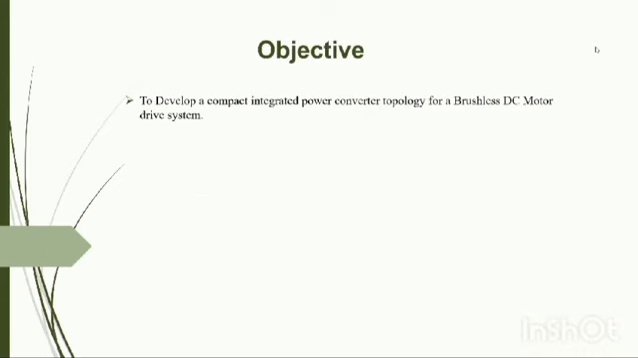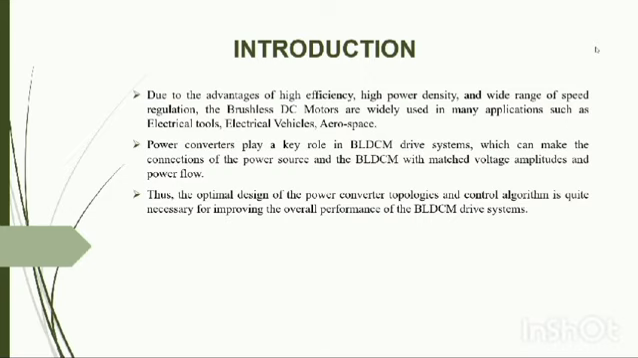Objective. The main objective of our project is to develop a compact integrated power converter topology for a brushless DC motor drive system. Introduction. Nowadays, BLDC motors are widely used in many applications due to the advantages of high efficiency, high power density, and wide range of speed regulation. Power converters play a key role in BLDCM drive systems by making the connections of power source and the BLDCM with matched voltage amplitudes and power flow. So the optimal design of power converter topologies and control algorithm is quite necessary for improving the overall performance of the BLDCM drive systems.